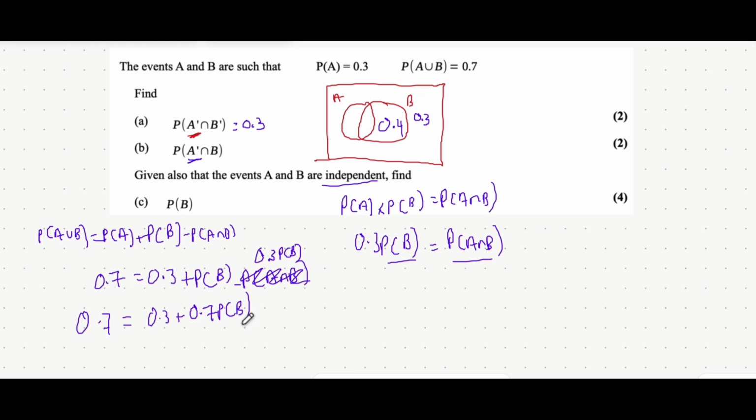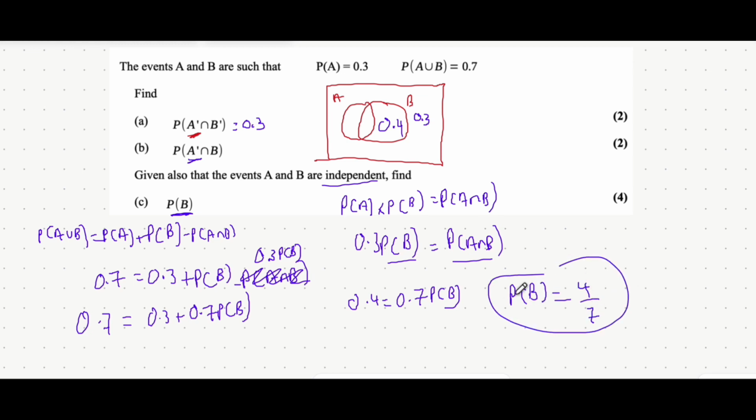Once we do have that, we can put it into any one of the equations to find the probability of A intersect B, which we don't need to do for this question actually, we just need the probability of B. So take away 0.3 from both sides, you get 0.4 is equal to 0.7 times the probability of B, divide both sides by 0.7 and you get that the probability of B is equal to 4 over 7. And that's it, that's the final answer to this question.